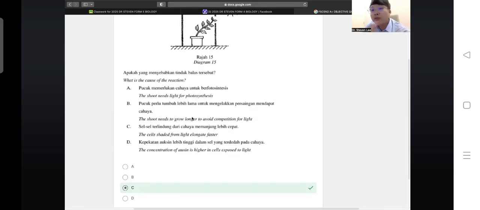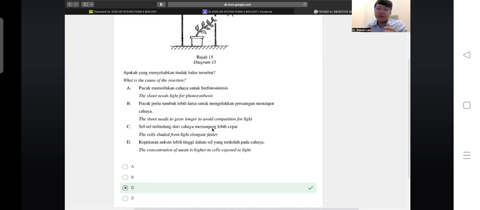Some students might be confused and choose A. "Pucuk memerlukan cahaya untuk photosynthesis." This is correct, but this is not the cause of the reaction. This is the reason for the reaction. So the best answer will be C. The cells shaded from light elongate faster. "Sel-sel terlindung dari cahaya memanjang lebih cepat."